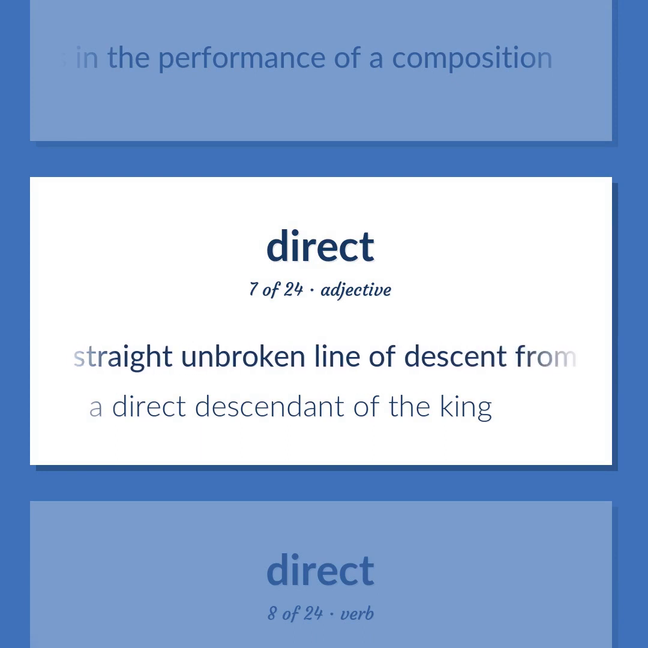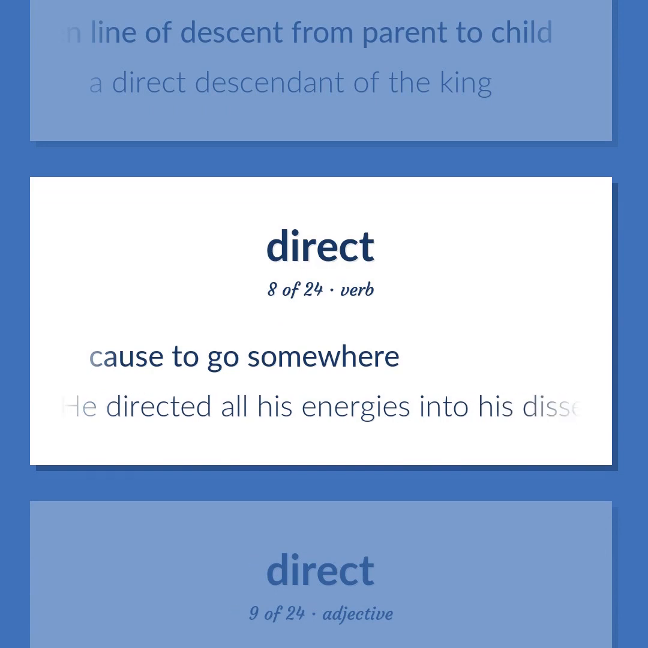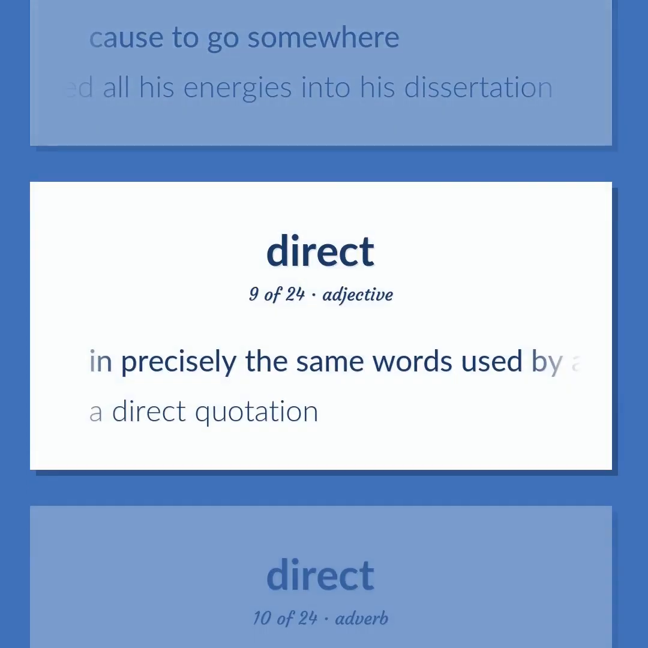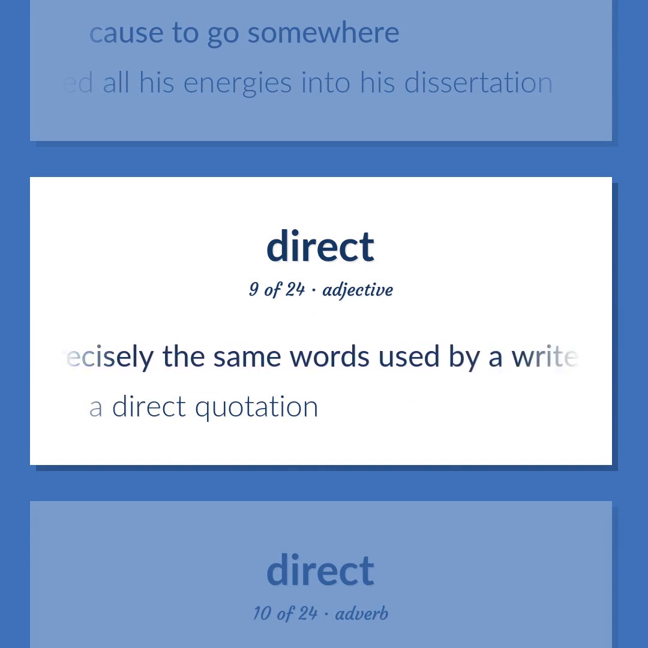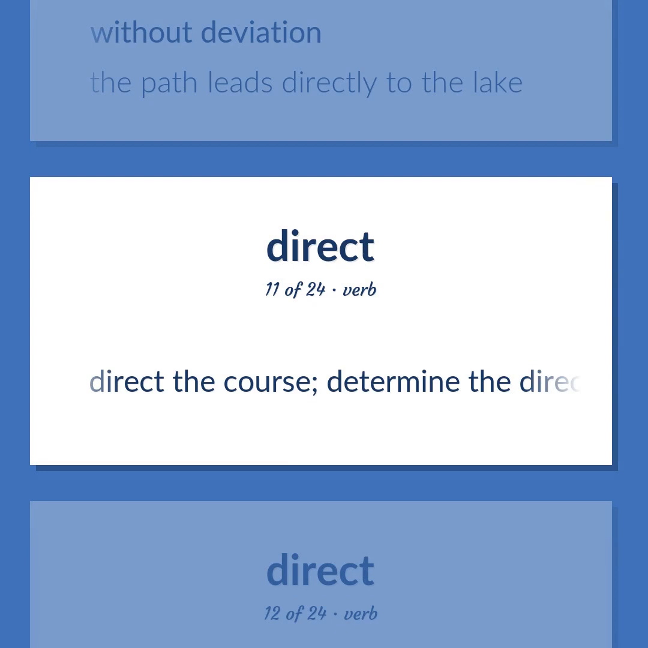In a straight unbroken line of descent from parent to child. A direct descendant of the king. Cause to go somewhere. He directed all his energies into his dissertation. In precisely the same words used by a writer or speaker. A direct quotation. Without deviation. The path leads directly to the lake. Direct the course. Determine the direction of traveling.